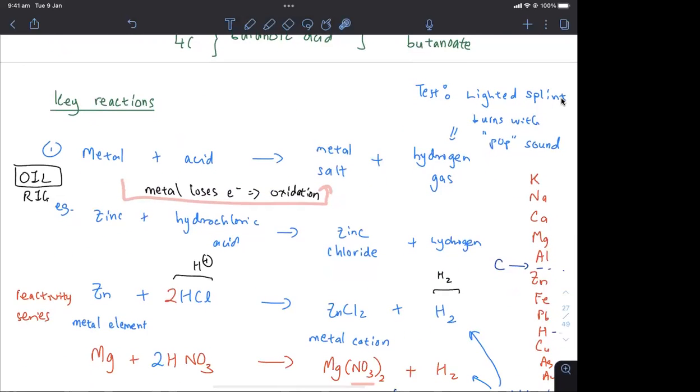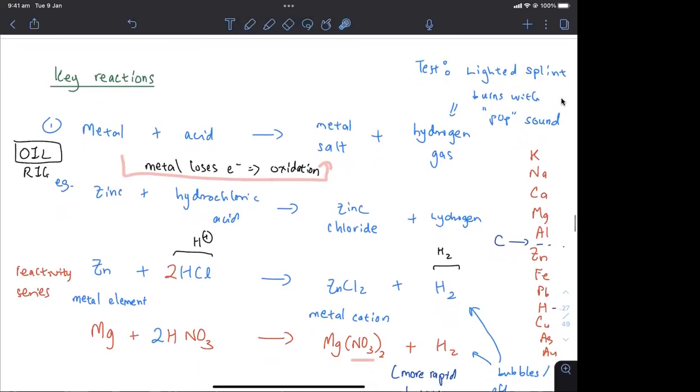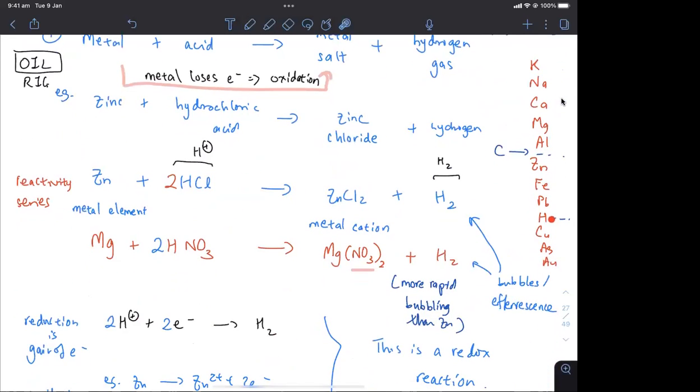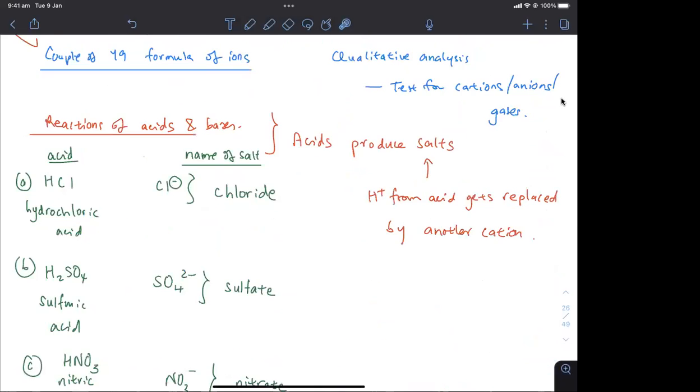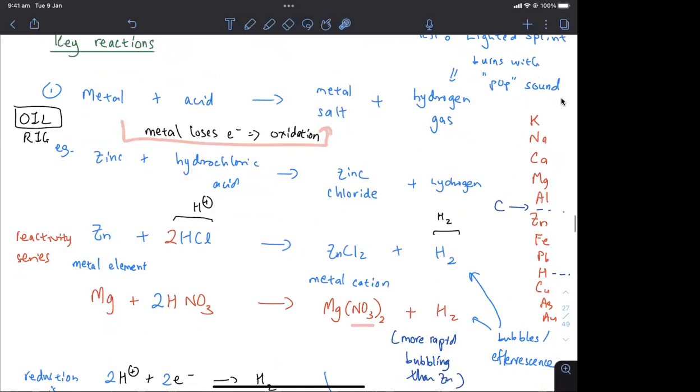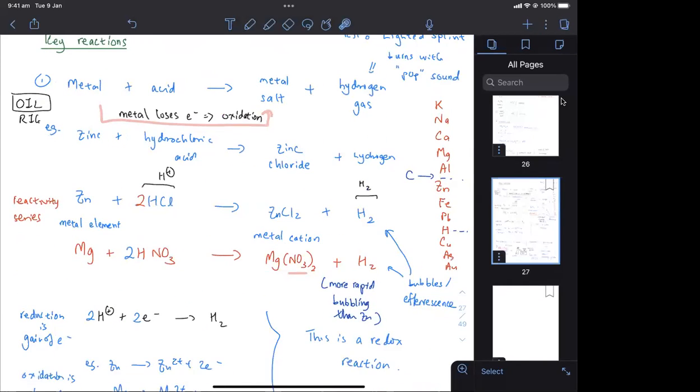Metal plus acid gives you metal salt and hydrogen. Of course, metals below hydrogen, copper, silver, and gold, do not react with dilute acid, but they can react with concentrated acid if you want to. Now, these are the first general reactions. Onto the second general reaction, what you have is acid plus metal carbonate.